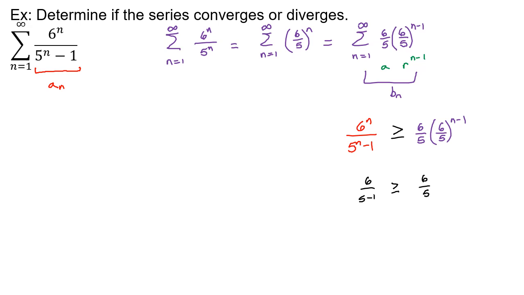I picked this series to work with right here because I know that since my r is 6/5, the absolute value of r, which would be the absolute value of 6/5, is just 6/5. That's greater than 1. And on a geometric series, if your r is greater than 1, this series diverges because it's a geometric series.